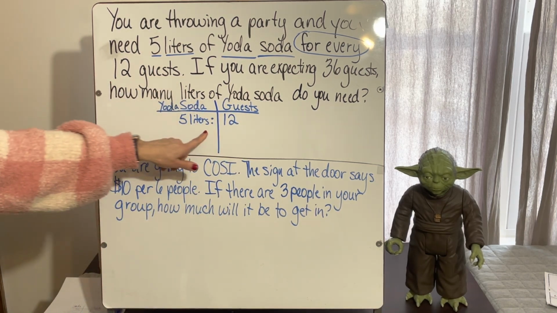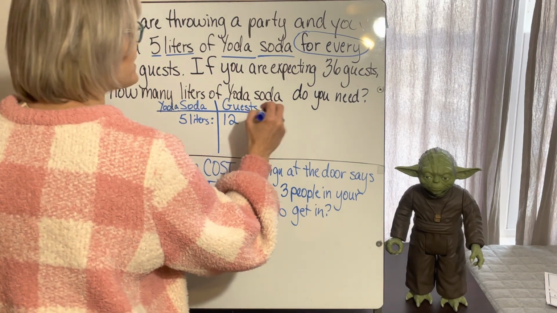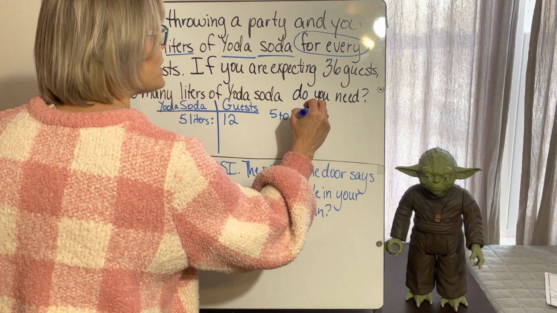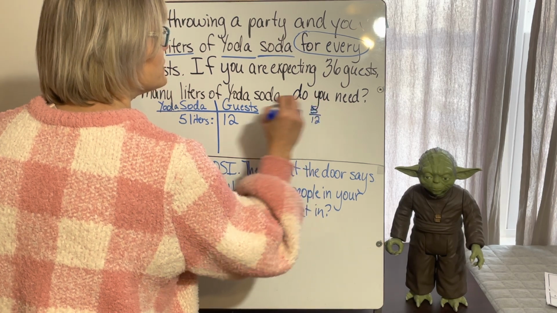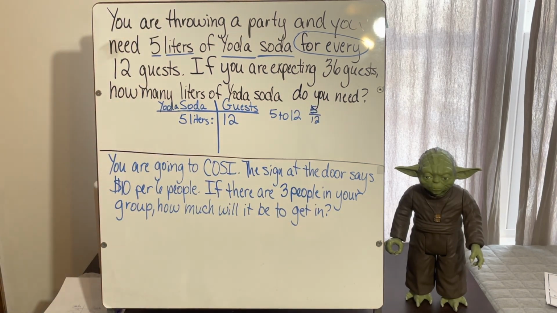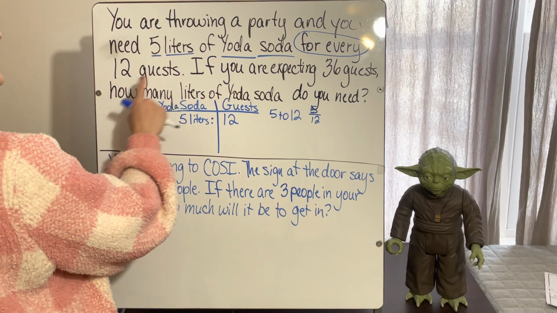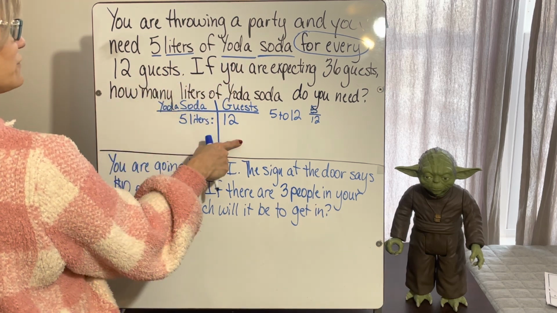All right, so now this time I write it with a colon. Remember, I can write it 5 to 12, or I could write it 5 over 12. So there are different ways that I can write this. Just wanted to review that briefly. All right, so now I've got 5 liters to every 12 guests.